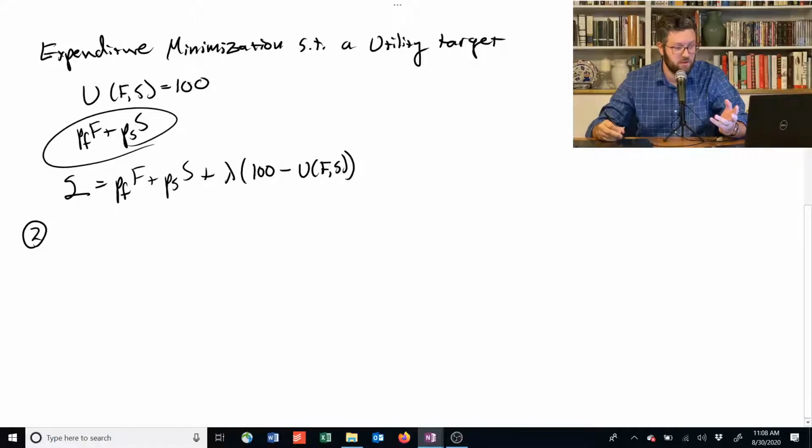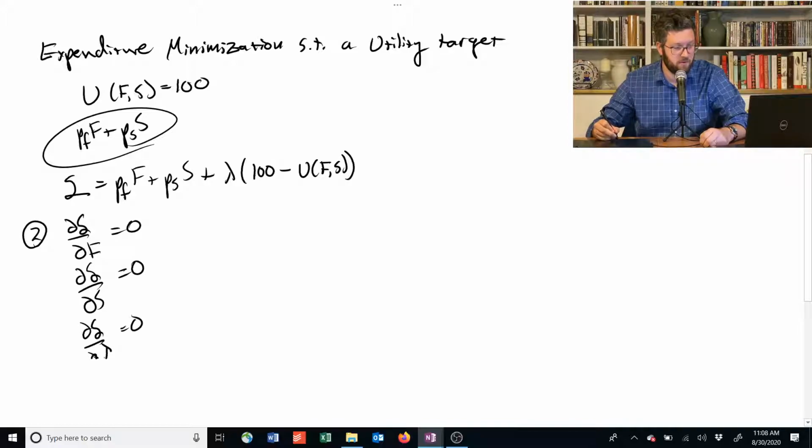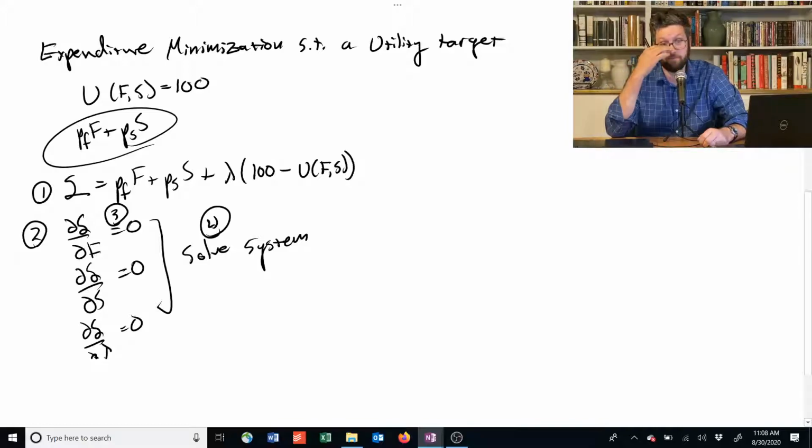Step 2 would be to take all the partial derivatives correctly. So partial derivative with respect to f, s, and the Lagrange multiplier. We'd set them all equal to 0, and then we would solve the system. So yeah, step 1 was setting it up, step 2 was taking these derivatives, step 3 was setting them all equal to 0, and step 4 would be solving the system.